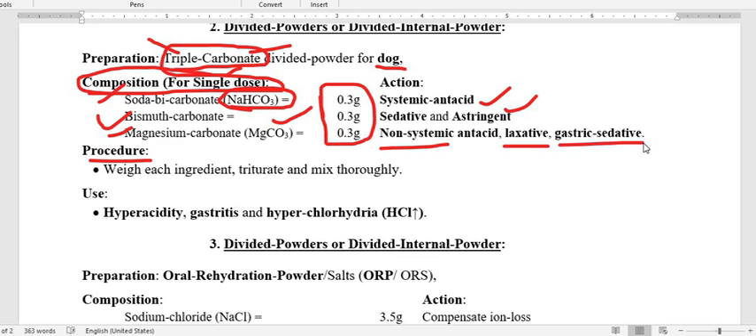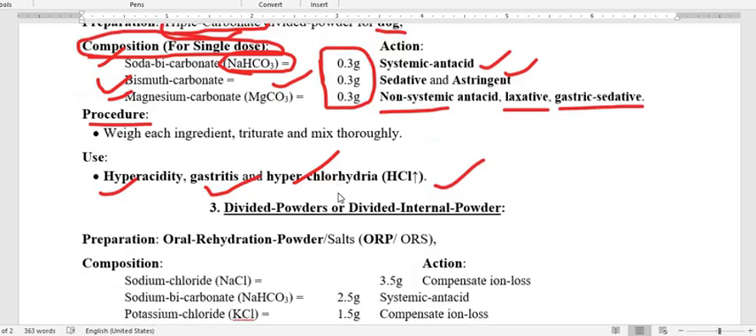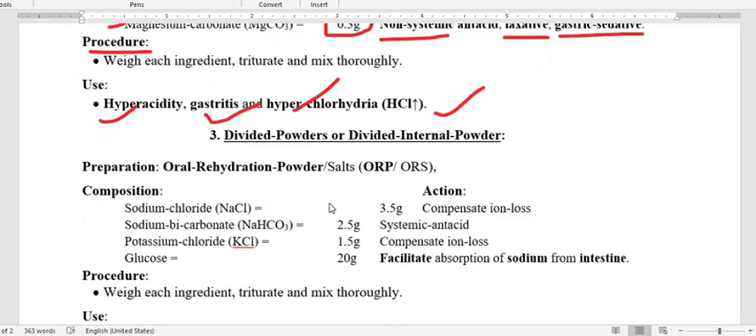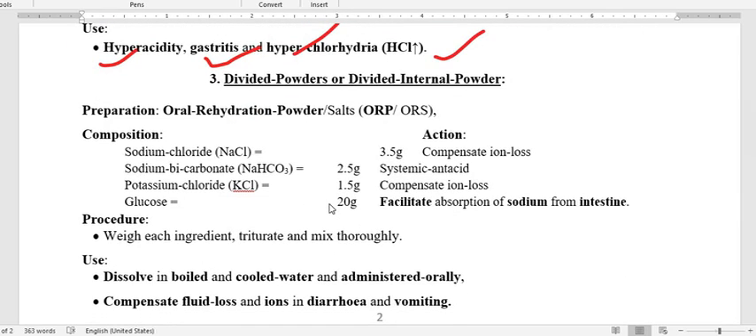So this is about the triple carbonate, which we are going to use for hyperacidity, gastritis, and hyperchlorhydria. Hyperchlorhydria means more HCl production is there. So this is about the first divided powder. For the second and last divided powder, we are going to discuss the oral rehydration powder, also called ORS, oral rehydration salt.